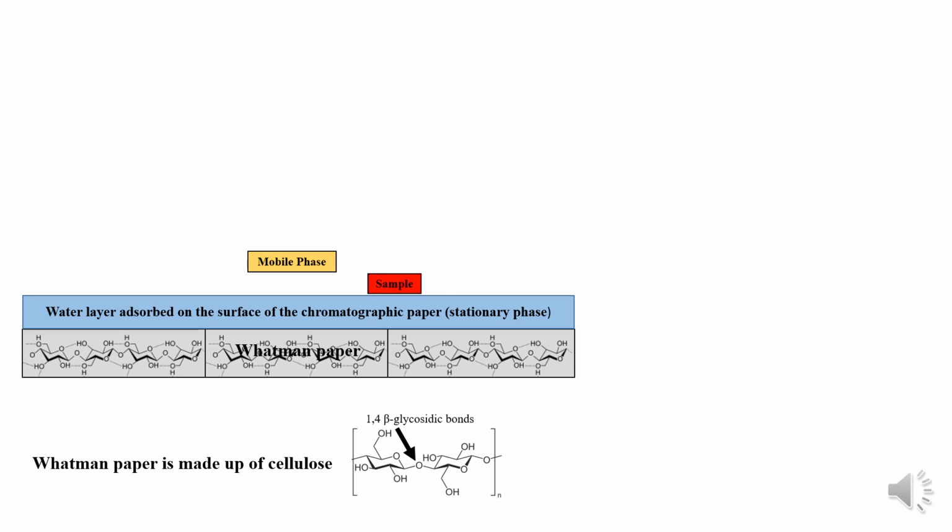the sample moves at varying speeds and their relative movement depends on its relative affinity towards the stationary phase. When the sample has greater affinity towards the stationary phase, it travels a shorter distance. When the sample has lesser affinity towards the stationary phase, it travels a longer distance.